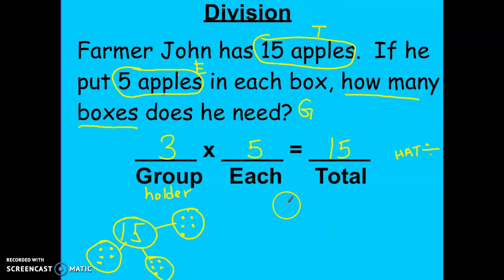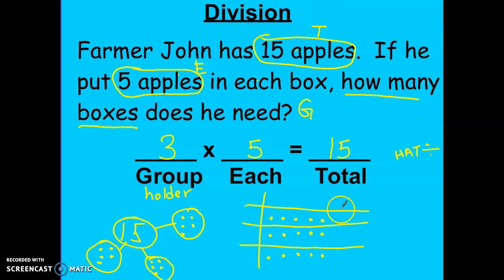Another strategy students can use to divide is using our array. Because there are 5 in each group, I can just simply draw 1, 2, 3, 4, 5, 6, 7, 8, 9, 10, 11, 12, 13, 14, 15. I am done. I have a total of 15. And let me see how many groups I have. I have 1, 2, 3 groups. That tells me my group is 3 and I have 5 in each group with a total of 15.